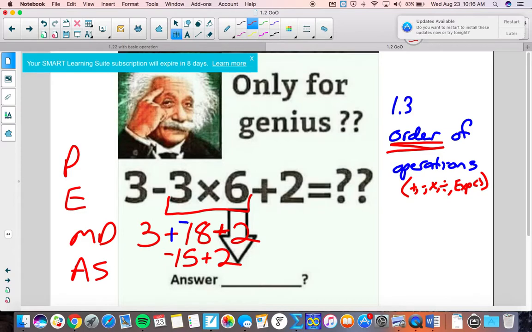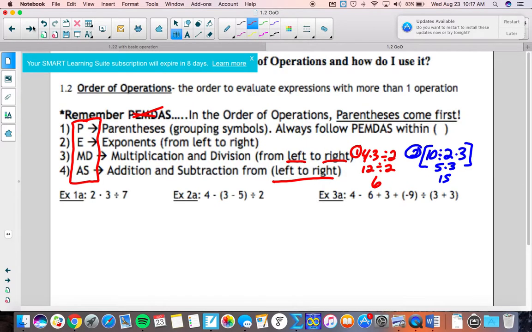I subtract because that's on the left, and then I add because that comes to the right. So it's like reading a book when it comes down to operations that are on the same level. So negative 15 plus 2 is negative 13. Boom. That is the answer. Let's try a few more of these.